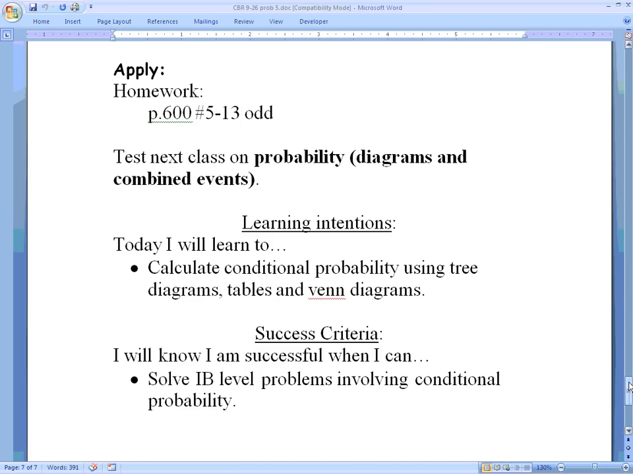All right, from the book we have page 600, number 5 to 13 odd, and we will have a test on probability diagrams and combined events, not actually next class, but the following class. But at this point, we should be ready for that test.